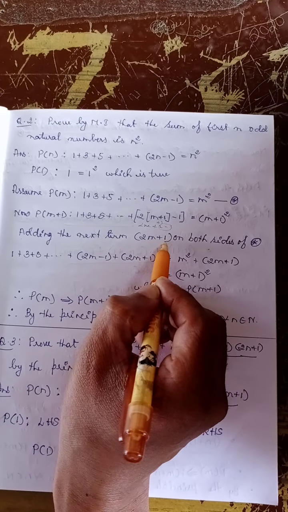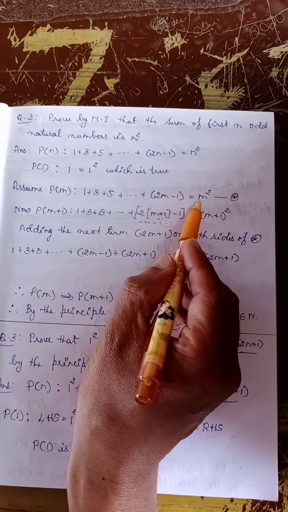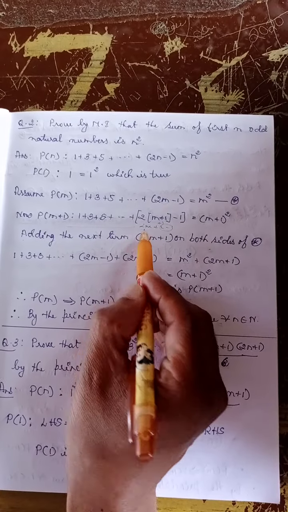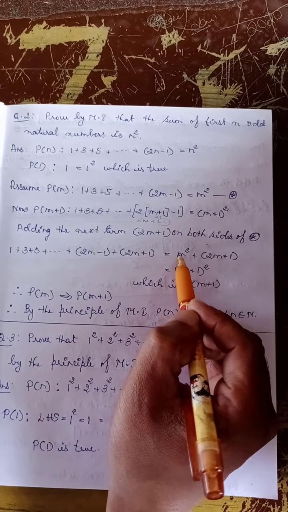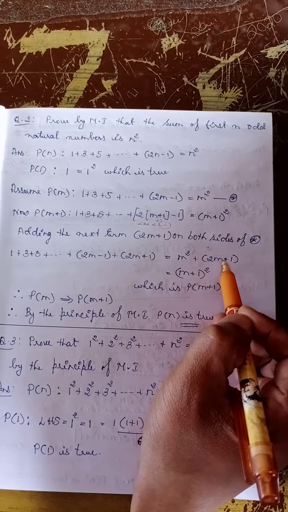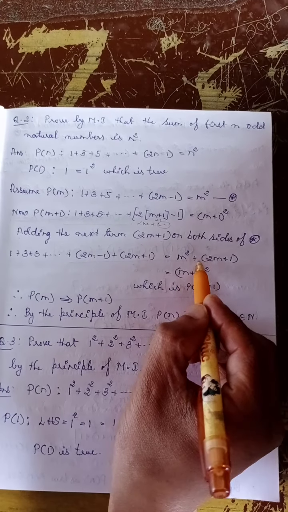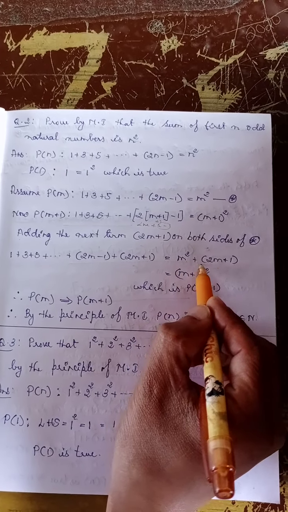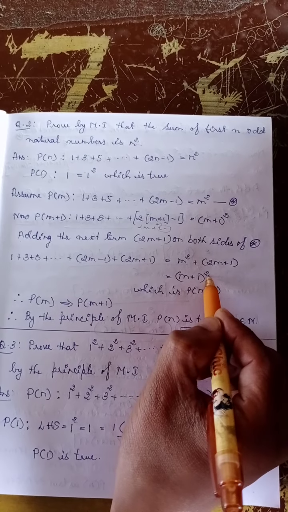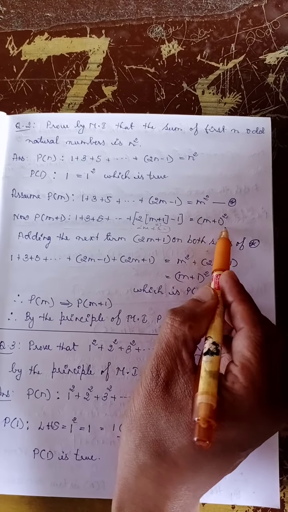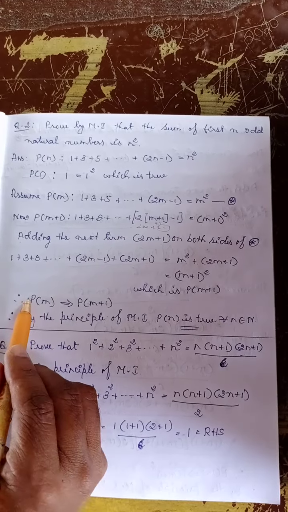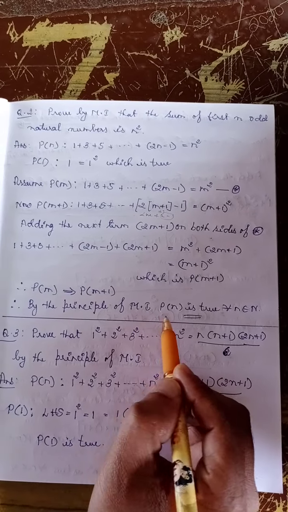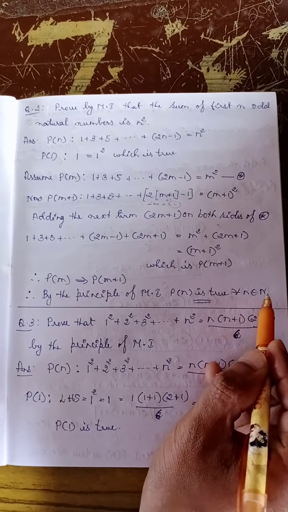Add this 2m plus 1 on both sides of equation star. So we get 1 plus 3 plus 5 plus etc. plus 2m minus 1 plus 2m plus 1, the next term, is equal to m square plus 2m plus 1. What is m square plus 2m plus 1? It is (m plus 1) the whole square, because it is in the form a square plus 2ab plus b square, that is (a plus b) the whole square, which is the right hand side of p of m plus 1. So this is p of m plus 1. Therefore p of m implies p of m plus 1. Therefore by the principle of mathematical induction, p of n is true for all n belonging to N.